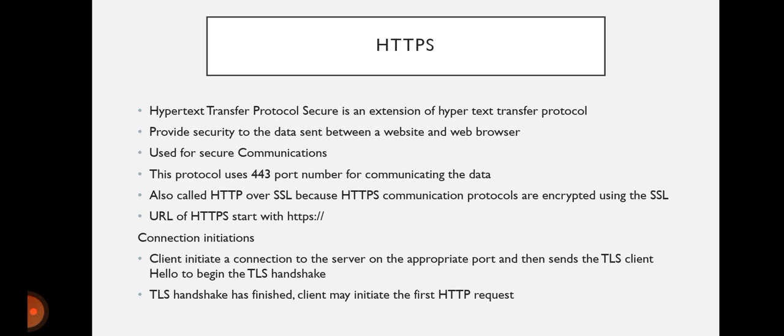This HTTPS protocol uses port number 443 for communicating the data. There are different types of port numbers. It is also called HTTP over SSL because HTTPS communication protocols are encrypted using SSL. The URL of HTTPS starts with HTTPS. HTTPS means Hypertext Transfer Protocol Secure.